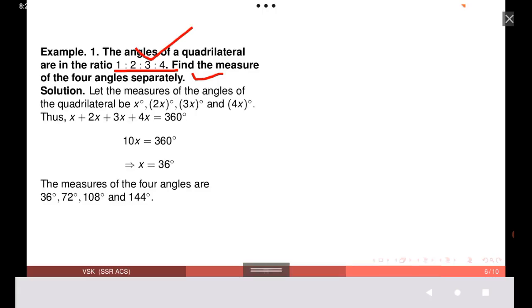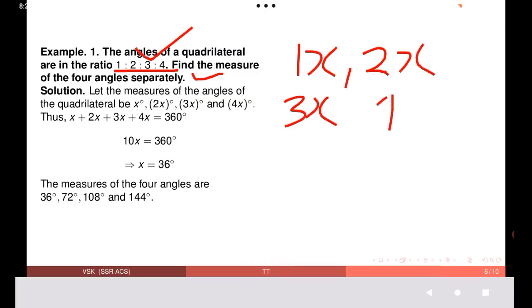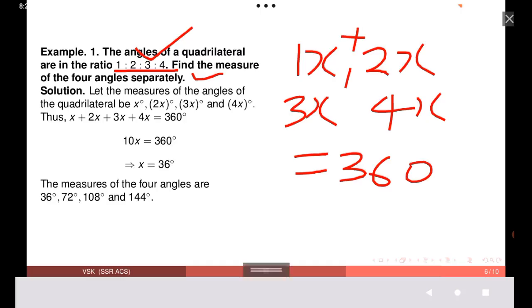So what we'll do, we'll suppose that the first angle is 1x, second angle is 2x, third angle is 3x, and fourth angle is 4x. And we know the sum of all these 4 angles will be 360. Using this, we can find that x plus 2x plus 3x plus 4x is equal to 360. So this gives that 10x is equal to 360 and x is equal to 36.